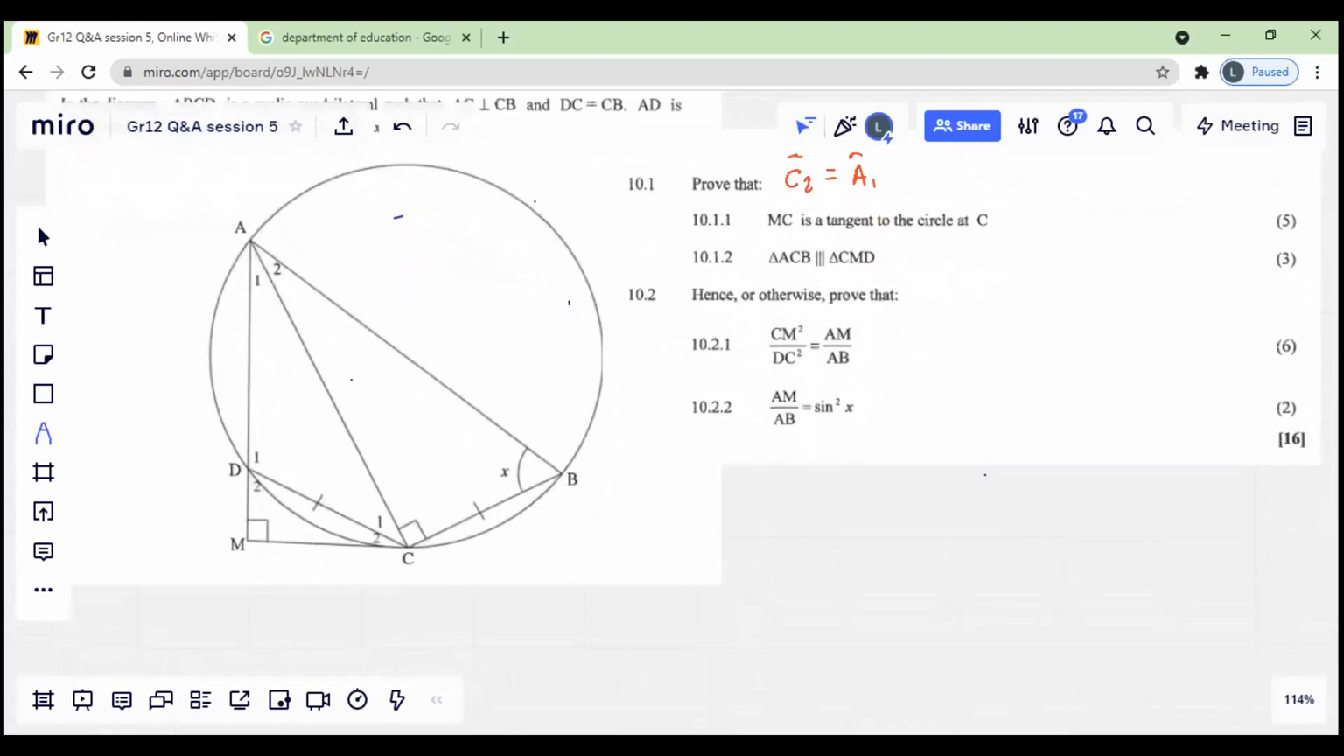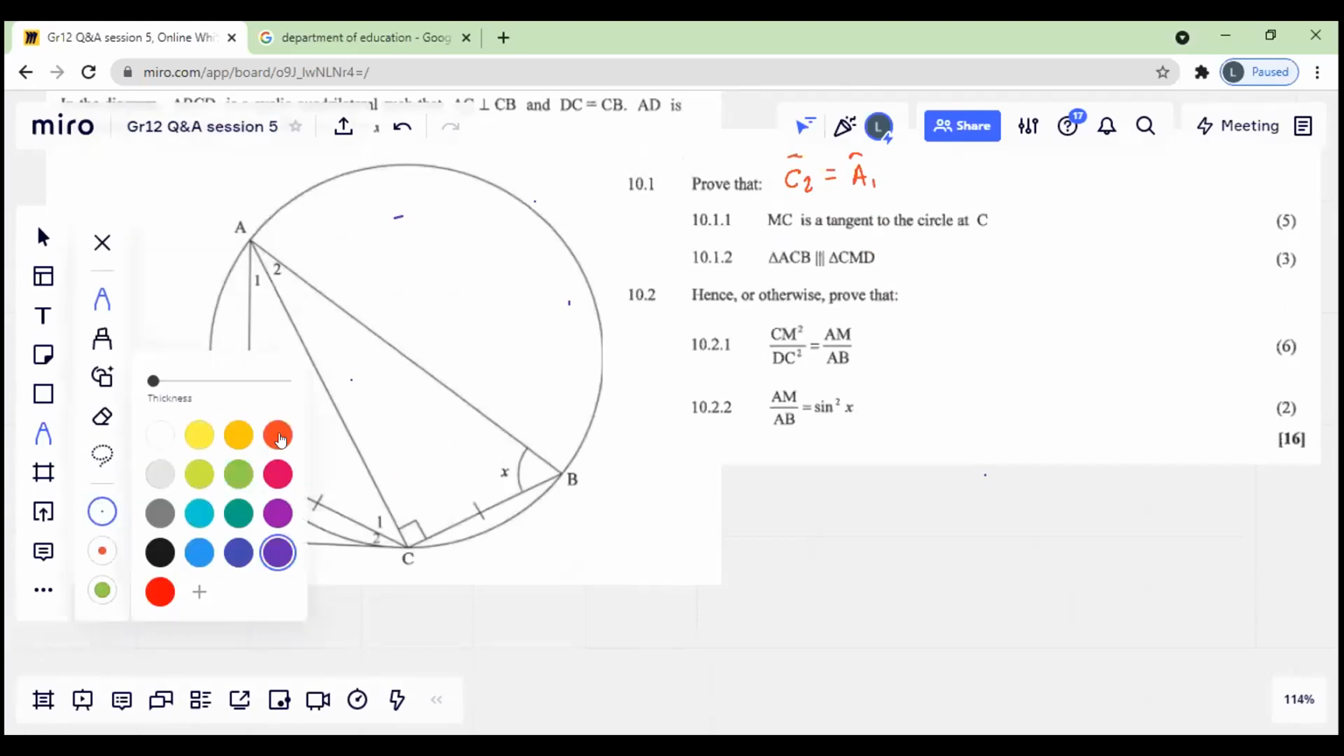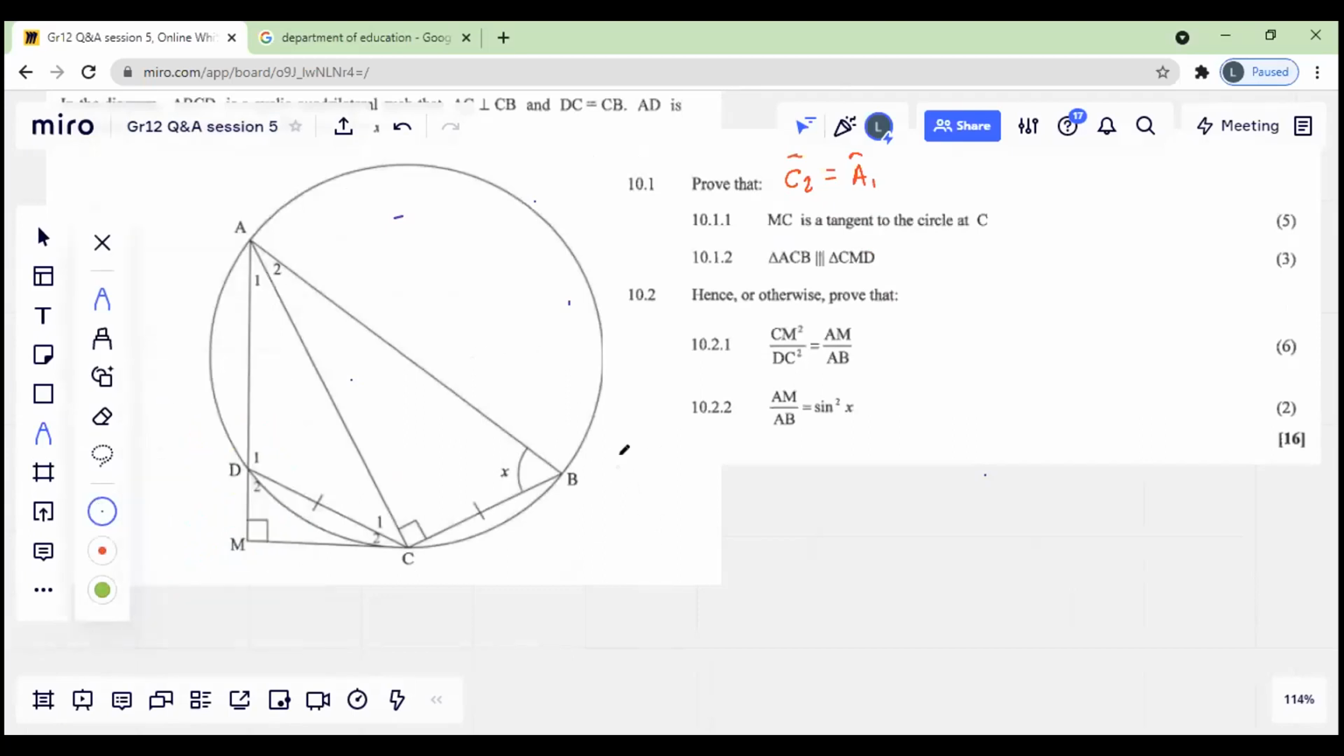So in 10.1.2, in triangle ACB and triangle CMD, they've actually given us clues. They've told us which angles are equal to one another. But straight away, can we see that angle C and angle M would have to be equal to one another, because they're both equal to 90?